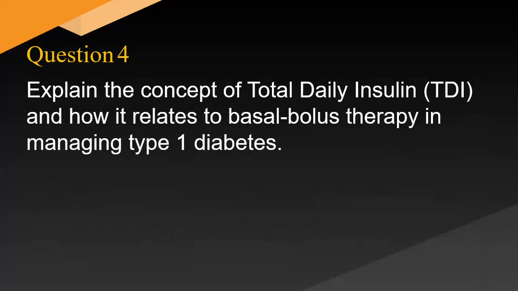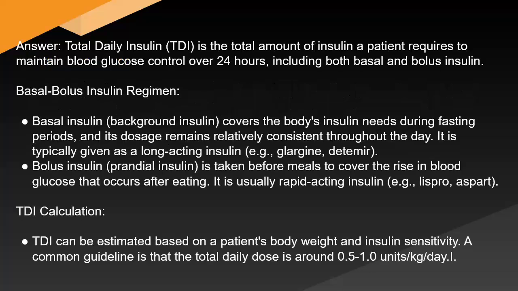Explain the concept of total daily insulin dose (TDI) and how it relates to basal-bolus therapy in managing type 1 diabetes. Answer: Total daily insulin dose (TDI) is the total amount of insulin a patient requires to maintain blood glucose control over 24 hours, including both basal and bolus insulin. Basal-bolus insulin regimen: basal insulin, or background insulin, covers the body's insulin needs during fasting periods, and its dosage remains relatively consistent throughout the day.